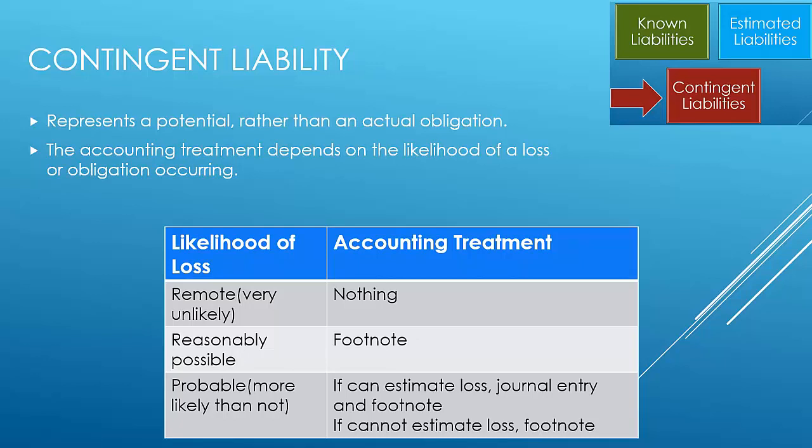All right. Now, if the likelihood of the loss is probable, so it looks like it's going to happen, and if we can estimate the loss, meaning that maybe the lawsuit's going to be between $1 and $1 million, then we're going to put in a journal entry, and we're also going to put that into the footnotes. But if it's probable, but the amount of the award cannot be estimated, we'll put it in the footnotes, okay? So these are important distinctions for you to make.